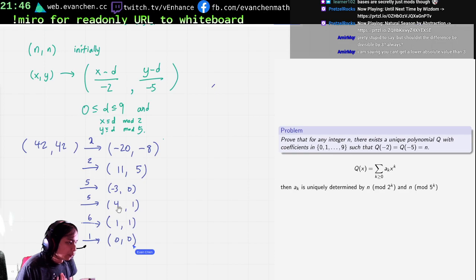Okay, so this is an example of the process. My goal is to show I always get 0, 0. Shouldn't the difference be divisible by 3 always? No, this terminates, right?